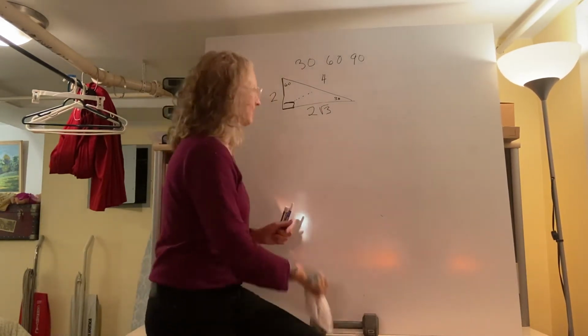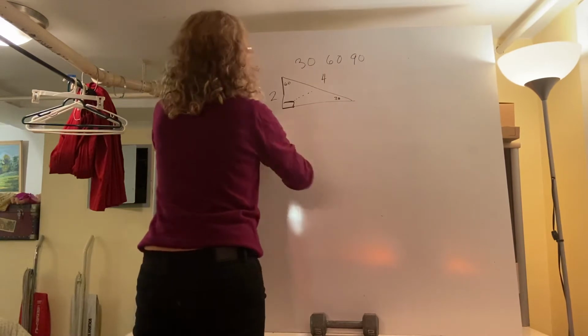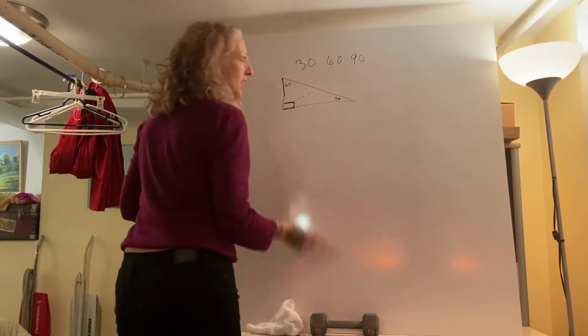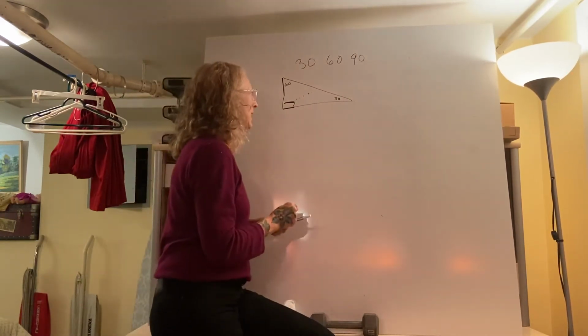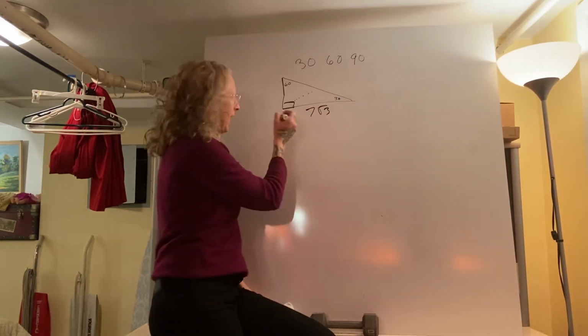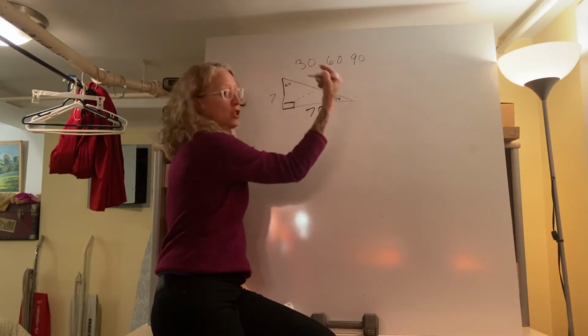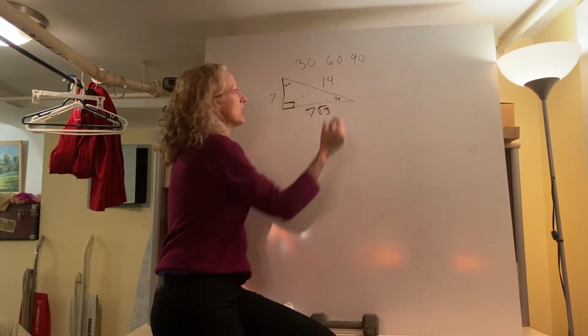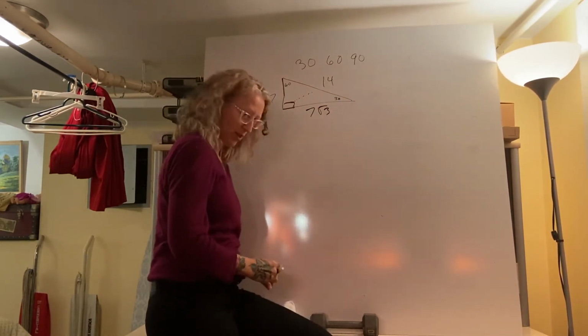Now, they can also give you B. That's just as easy. I'll do one example like that, right? So when B is, let's say, 7 square root of 3, A is going to be 7. C is going to be 2 times 7, which is 14. Okay, those are the easy ones, right?